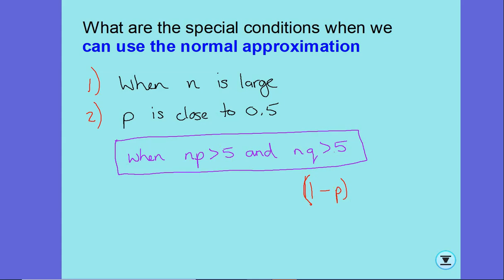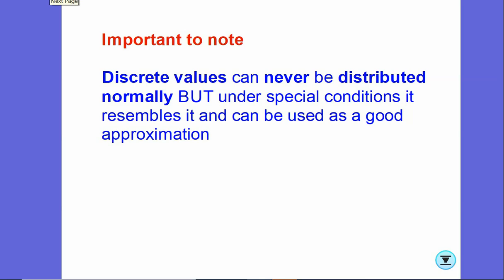Before we go any further, it's important to understand that discrete values can never be distributed normally, because a normal distribution is continuous and a binomial distribution is discrete.